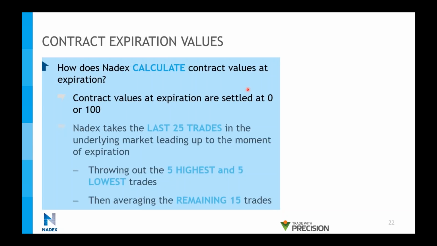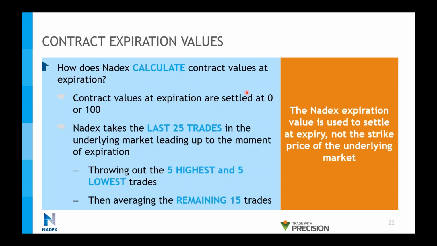All right, so let's move on. Contract expiration values. How does Nadex calculate contract values at expiry? Contract values at expiration are settled at 0 or 100. And here you have a rough summary for that algorithm.